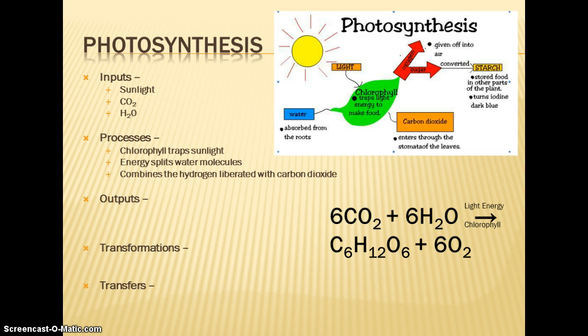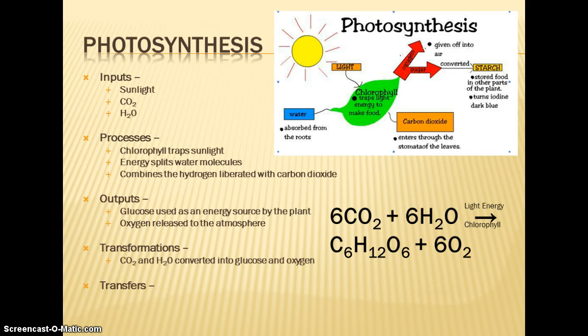The processes that occur are chlorophyll in the plants are going to trap that sunlight. The energy splits the water molecules, and that hydrogen from the water molecule is combined with the carbon dioxide, and that's what gives us the glucose. So our outputs, glucose, which is the energy source used by the plant, and also those in later trophic levels, and then the oxygen that was left over from the water molecules and the carbon dioxide is released into the atmosphere. So the transformations that took place, the carbon dioxide and the water have been converted into a new substance. The transfer, the light energy, turns into chemical energy. So energy changes are always transfers, they're not transformations.